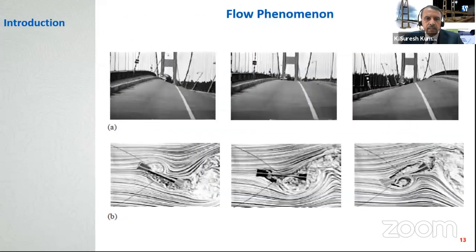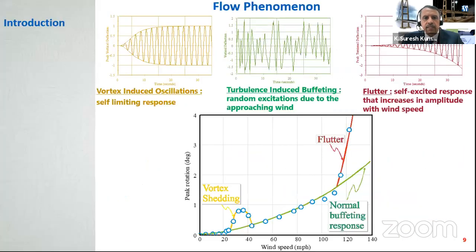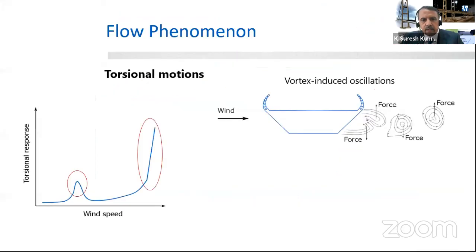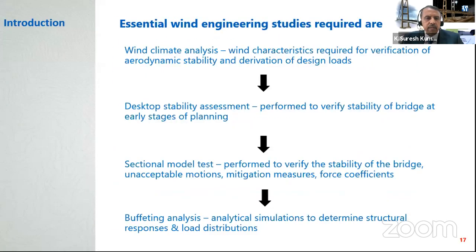So that's what it means. Let me just go back to my initial slide, because that is what we need to understand. Just one more minute here. You go through wind climate, then go through desktop, and if the desktop is saying that this is good enough and everything is fine, you skip the next part and go straight into buffeting. Right, you are done. But if the desktop is saying there is something that we need to figure out, then you go for sectional, and then you go through the buffeting.